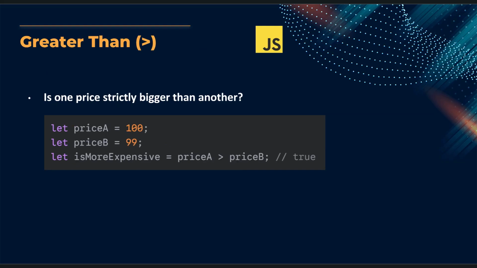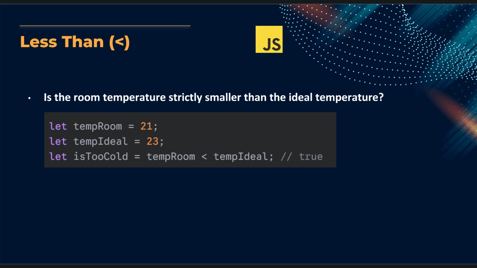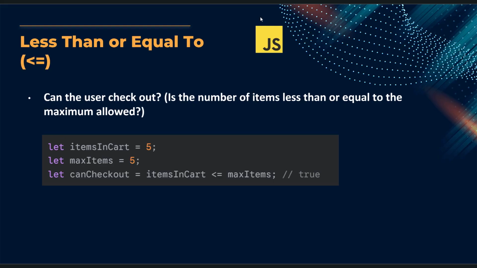Greater than asks is one value strictly bigger than another. As you can see, price A is 100 and price B is 99, and isMoreExpensive uses the greater than operator to see if it's true or false. And it's true here. Less than operator asks is one value strictly smaller than another. Temp room equals 21 and temp ideal equals 23. And isTooCold compares temp room and temp ideal with the less than operator. And it's true.